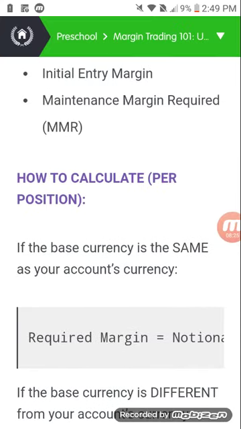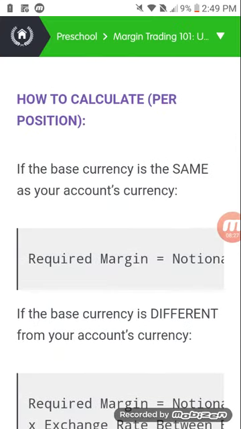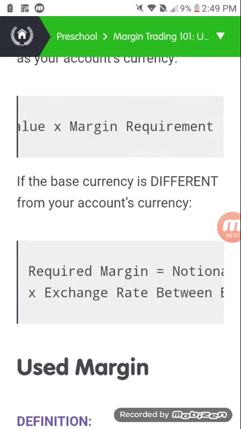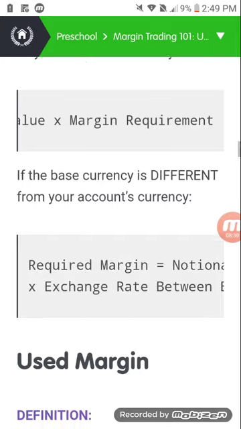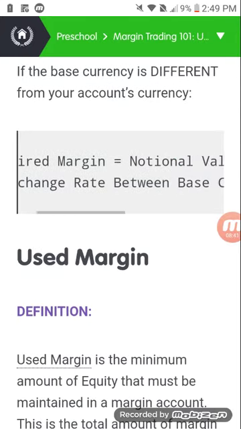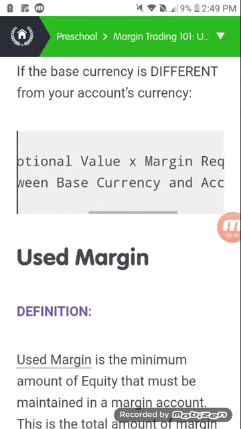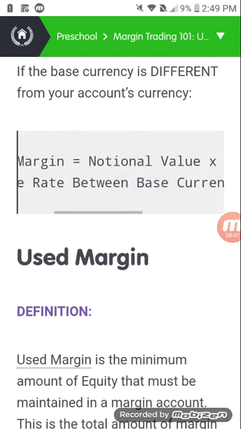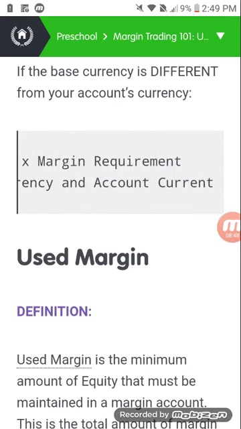How to calculate it per position: if the base currency is the same as your account currency, the required margin is the notional value times the margin requirement. If the base currency is different from your account currency, then the required margin equals the notional value times the margin requirement, times the exchange rate between the base currency and the account currency.